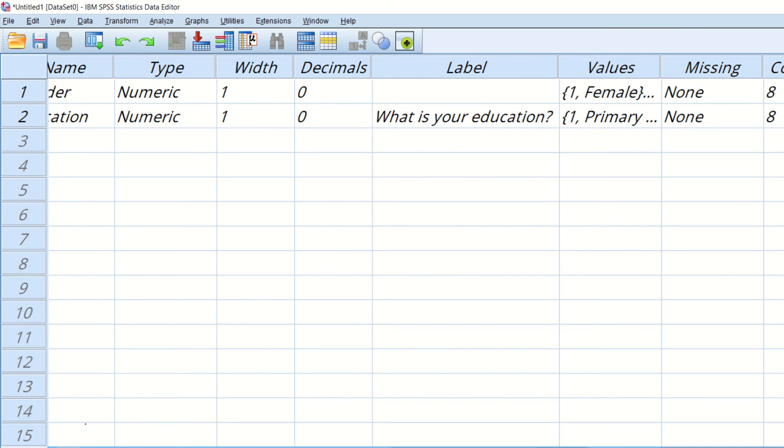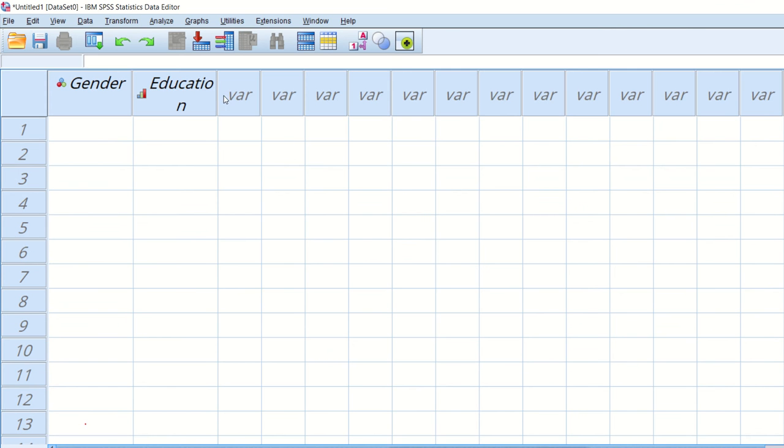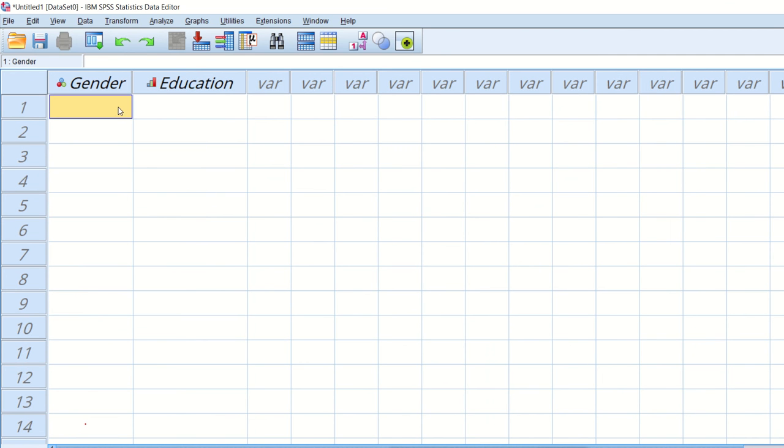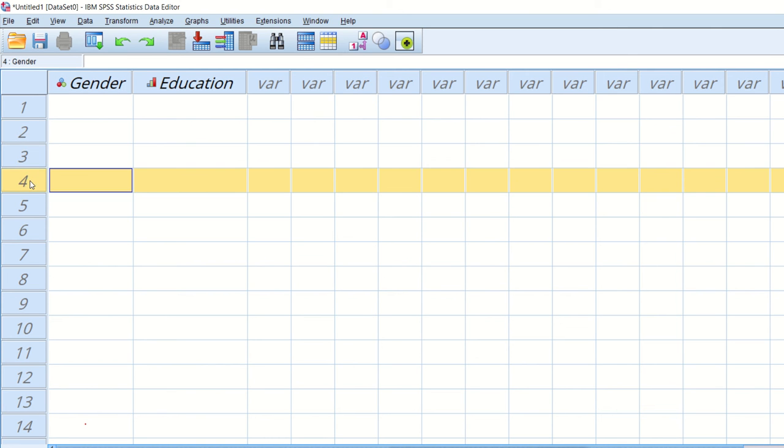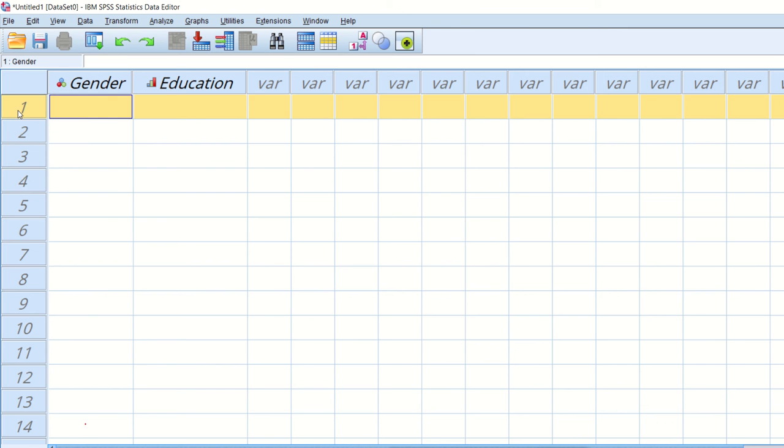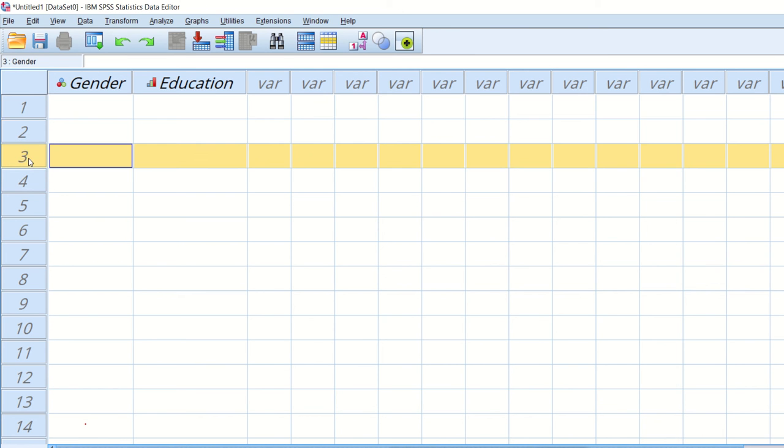Now this is the variable view, where we define our variables. In data view, we write our data. The number 1 here means the first participant in our research study. Second participant. Third participant. Fourth participant. Or if we are talking about our patients, then first patient, second patient, third patient.